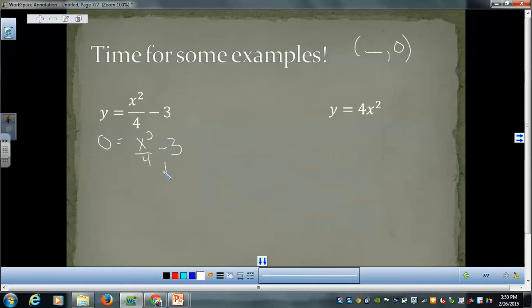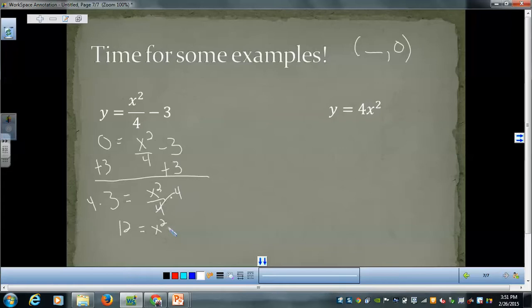Once again, I'm going to undo this part of the problem first. I'm going to add 3 to both sides. 3 equals x squared divided by 4. Now, once again, we're undoing this. The way I'm going to undo dividing by 4 is to multiply both sides by 4. And I get 12 here. So x squared is equal to 12.